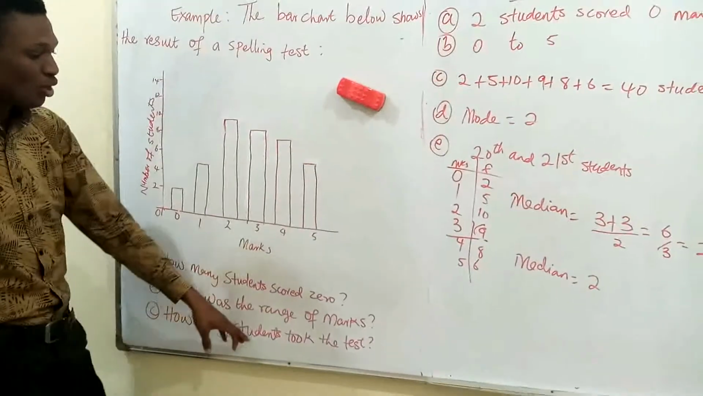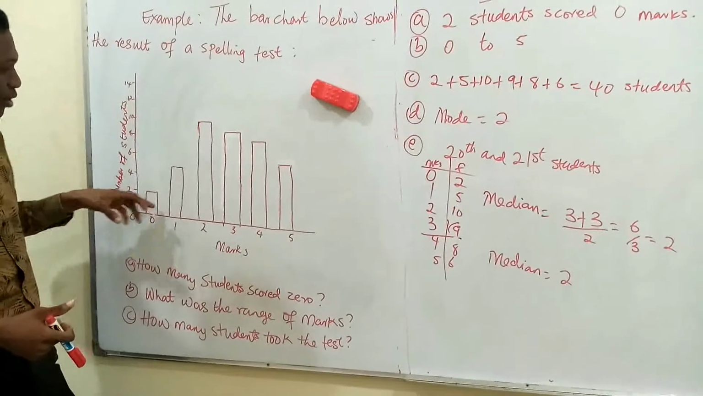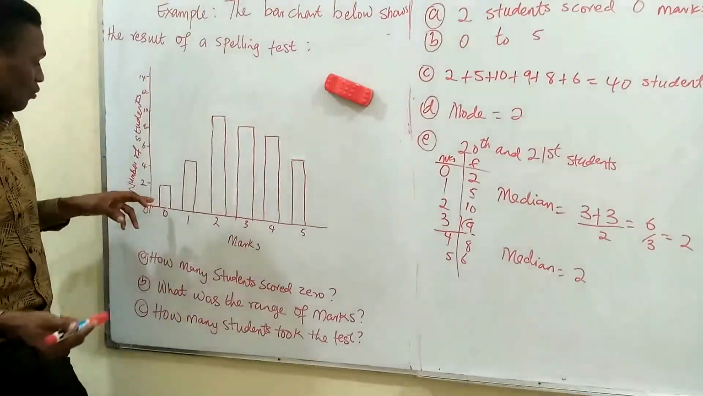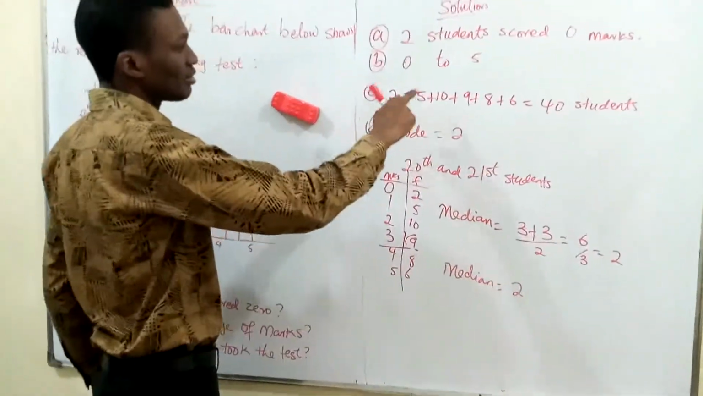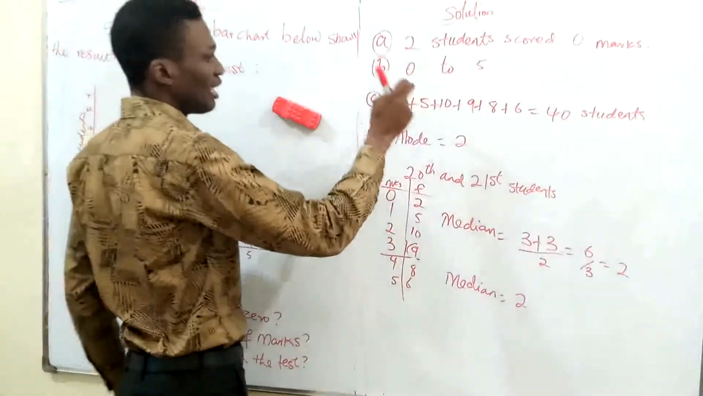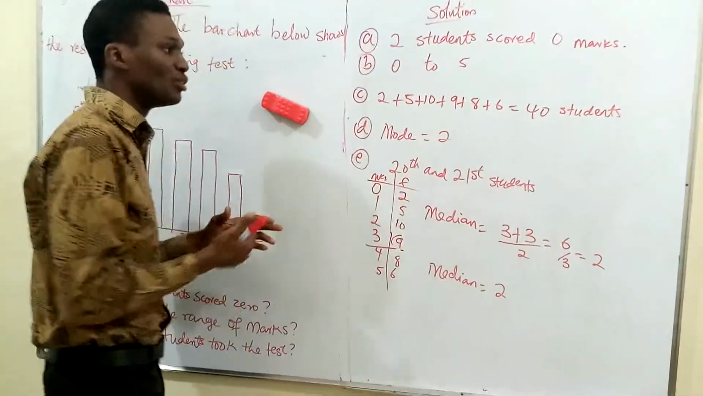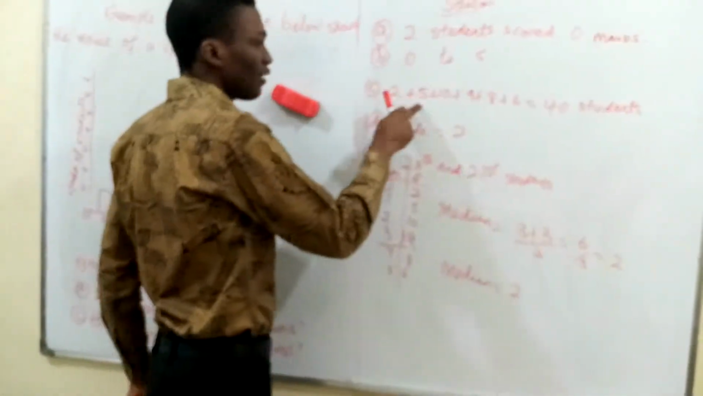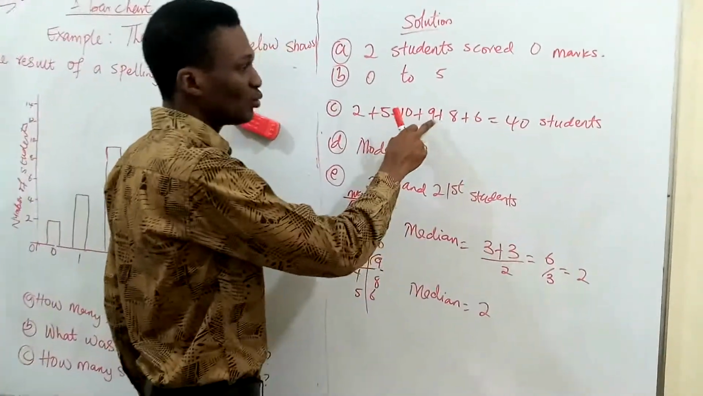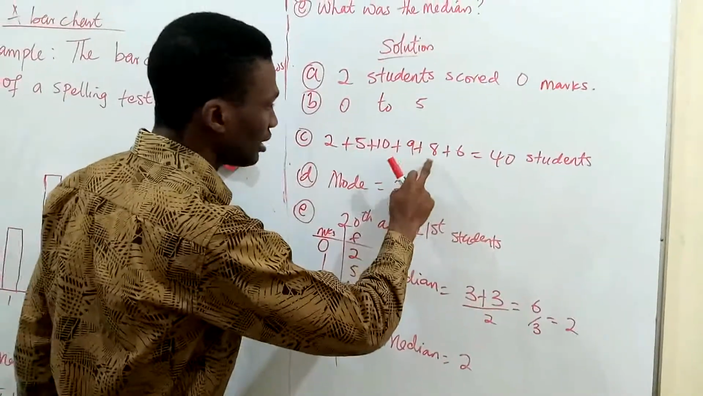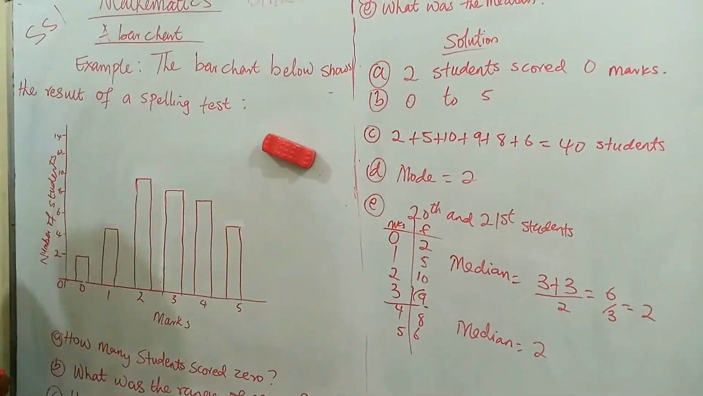Now, how many students took the test? From our rectangular bars, we calculate. We have 2 students having 0 marks in the test, 5 had 1, 10 had 2, 9 had 3, 8 had 4, and 6 had 5. We add all this to get 40 students. 2 plus 5 is 7, 7 plus 10 is 17, 17 plus 9 is 26, 26 plus 8 is 34, and 34 plus 6 we have 40 students. So 40 students wrote the test.